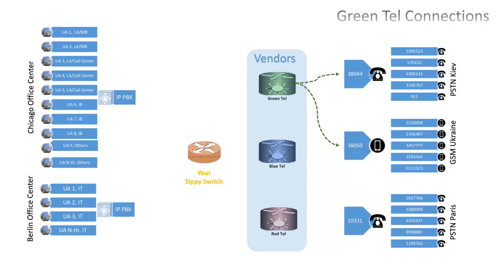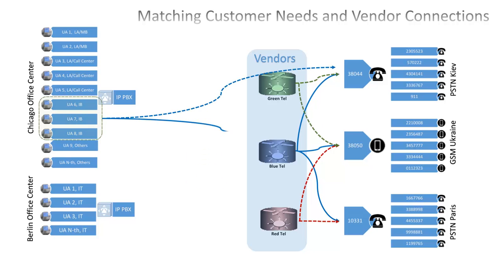GreenTel provides SAP PSTN gateway of standard call quality to Kiev PSTN and SAP GSM gateway to GSM Ukraine. BlueTel provides connections of high quality to all three destination networks. And finally, RedTel has standard quality connections to GSM Ukraine and PSTN Paris. So these three vendors are jointly covering the destinations that any of your customers needs.